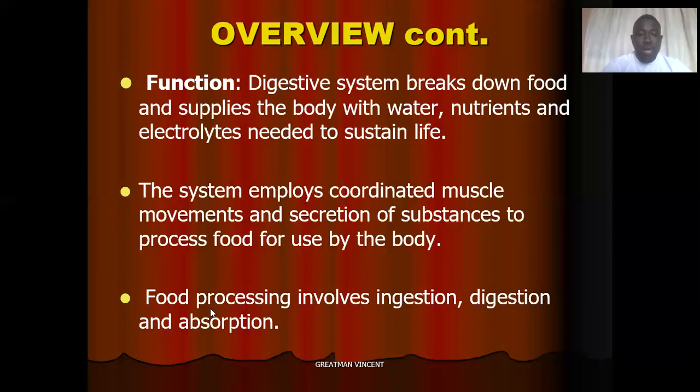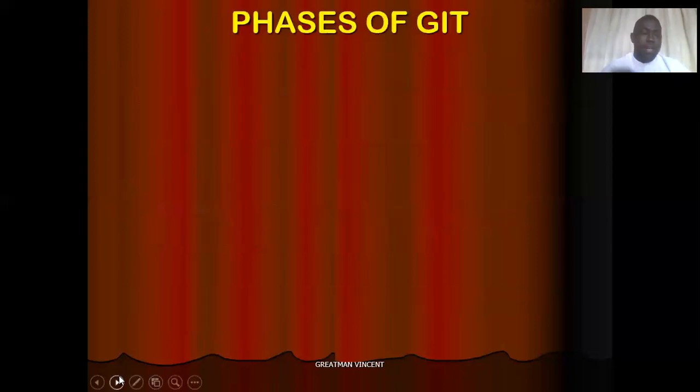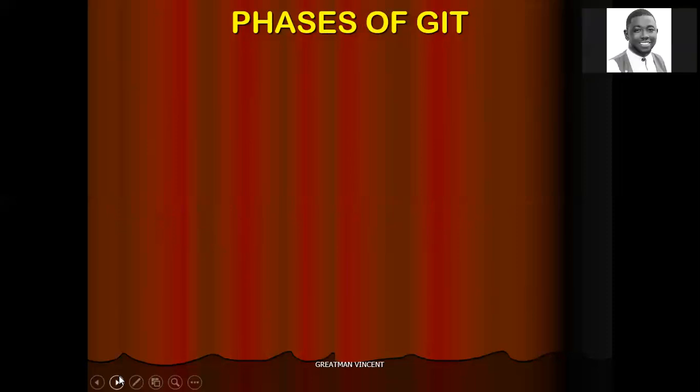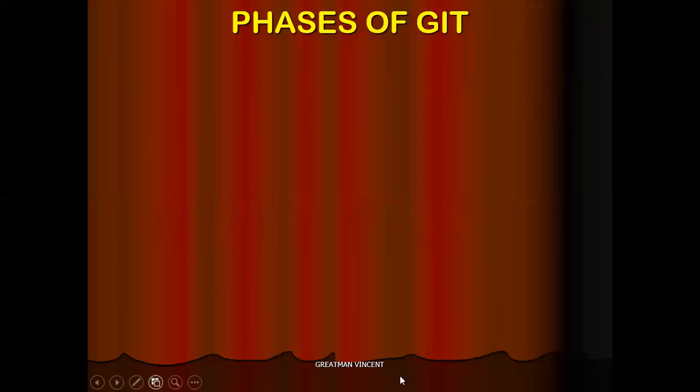So this is the overview of the digestive system. Just as I said, we have a series of lectures. Don't forget that the GIT is a structure we can cover bit by bit. We've broken it into modules, and at any particular point in time, I will be telling you the modules and how you can access them. So this time we want to focus on the phases of the GIT.